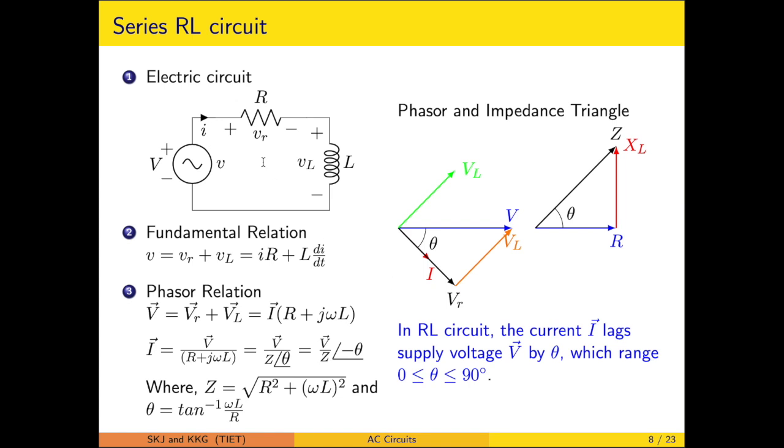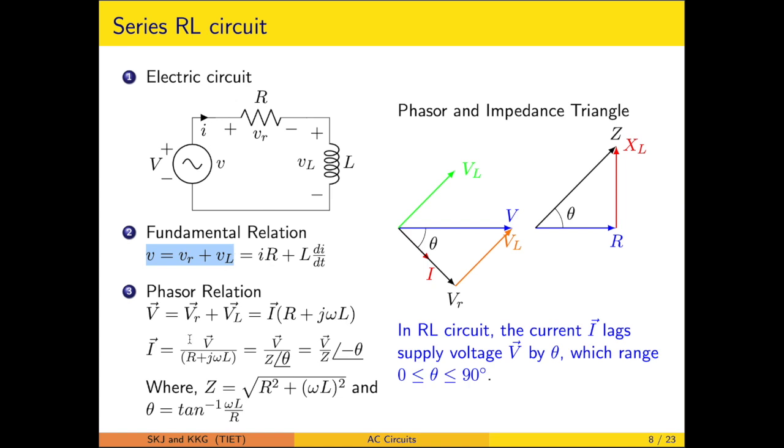So here the RL combination. What we can see is that there will be a KVL. KVL suggests that the supply voltage is equal to the voltage drop across the resistance plus the voltage drop across the inductor. So that is a fundamental relationship.